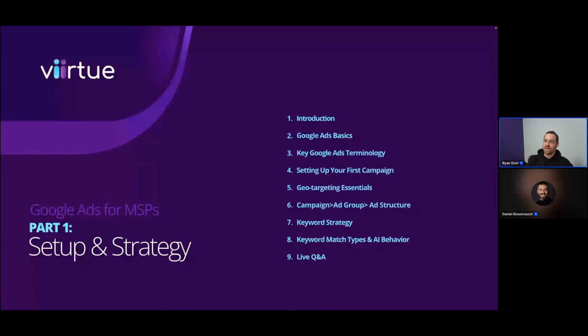Today we're going to talk about the ad basics, some key terminology in Google Ads, setting up your first campaign, as well as geo-targeting. I think geo-targeting is essential for this line of business, and we're doing some campaign ad and structure setup as well. Diving into keyword strategy, keyword match types, and especially something that's very interesting these days is the AI behavior behind the algorithm of Google campaigns these days.